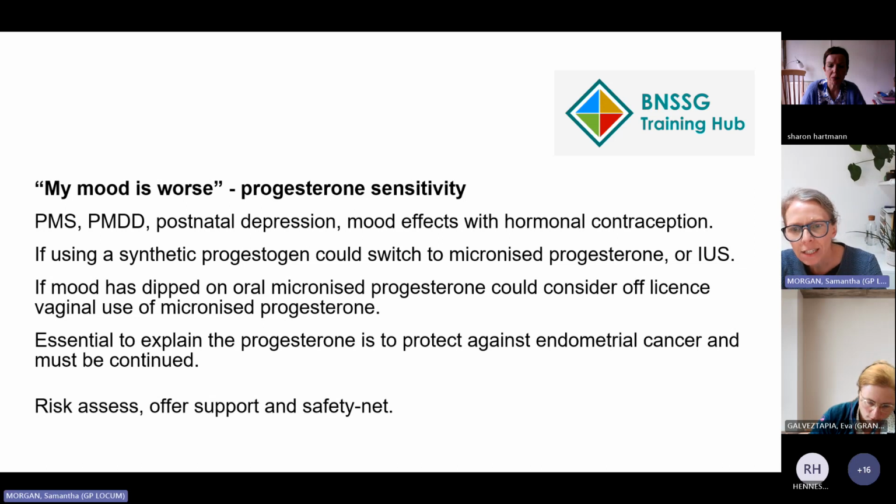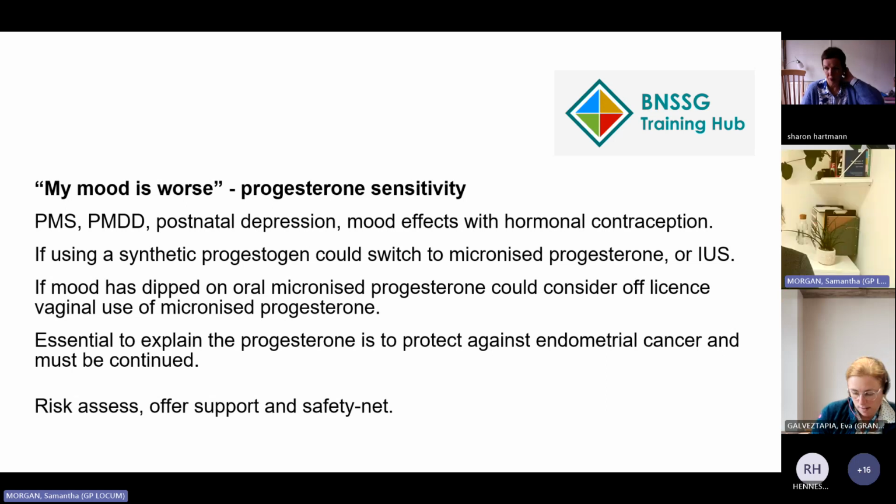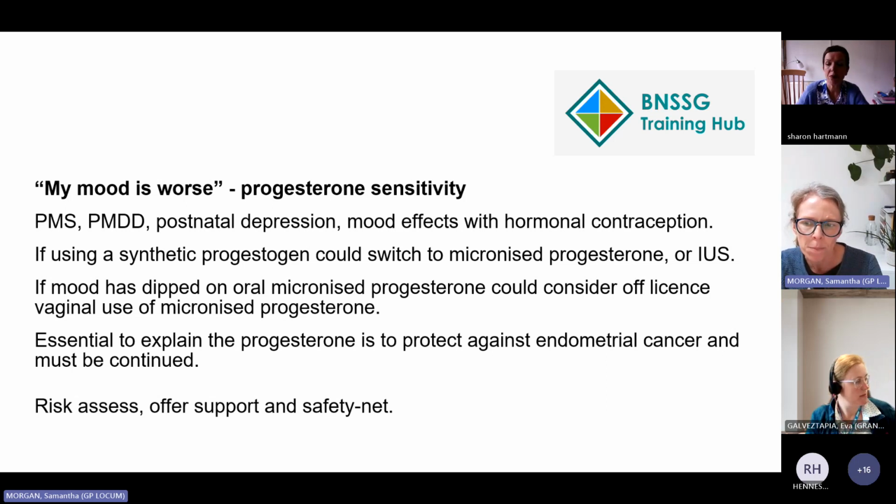And then, of course, mood changes at perimenopause can be really significant. So we need to take these mood changes really seriously, risk assess people, and offer appropriate support and safety nets. Especially for those women who've had mood-related changes, there can be a lot of anxiety on starting HRT if they're already struggling with their mood and then that dips further. Sometimes it can be quite a risky situation, so really taking this quite seriously.